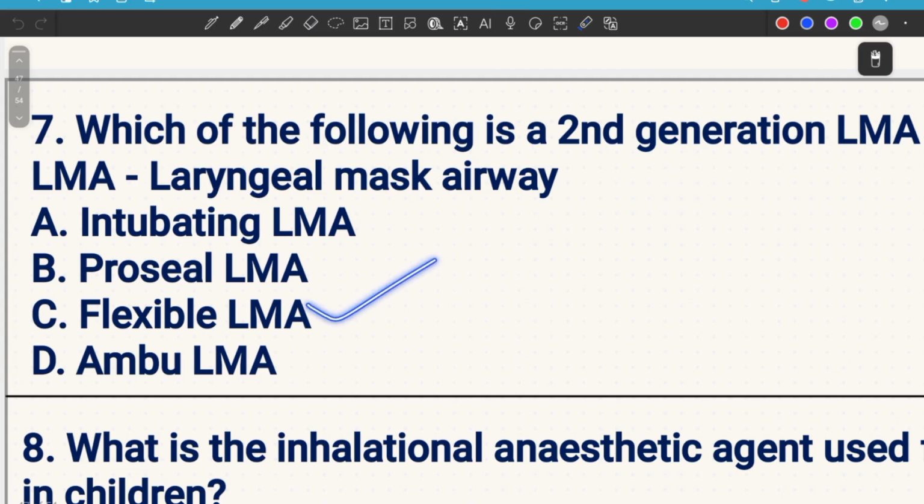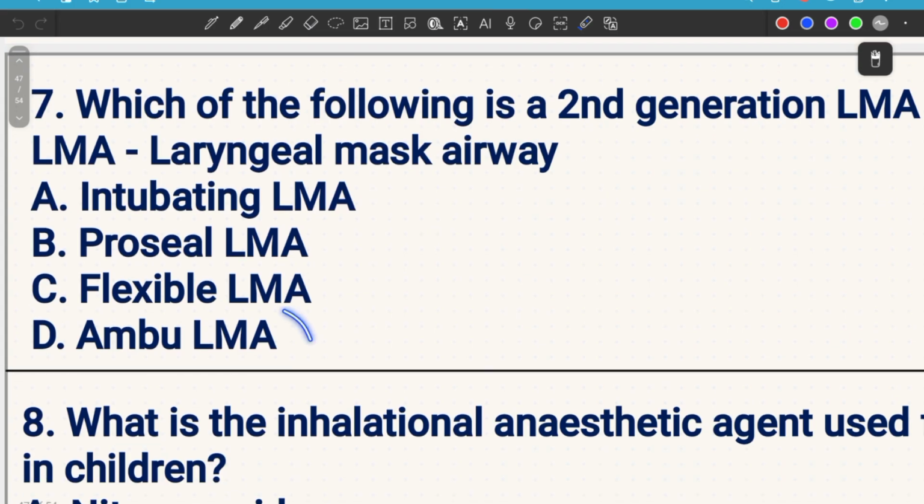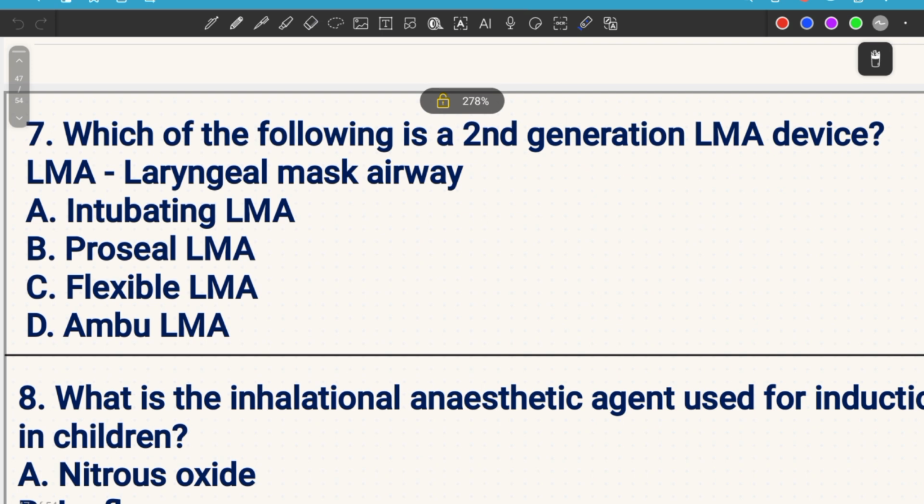Flexible LMA is first generation. Ambu LMA is also first generation. So I told in my previous class that the examples are very, very important.